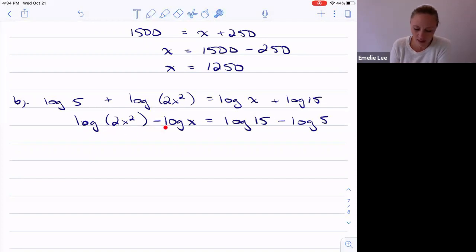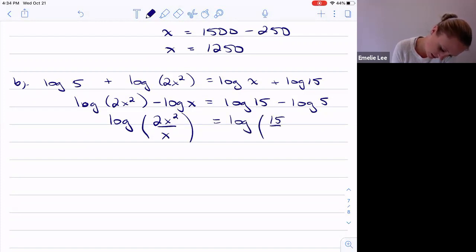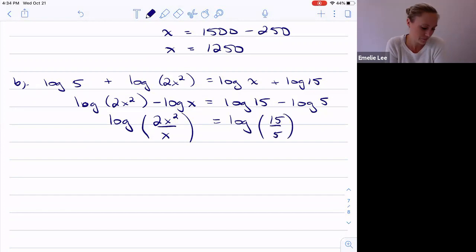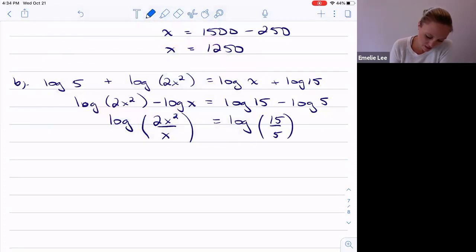I'm subtracting logs of the same base, so that means I can combine them by dividing the arguments. Same thing over here. So I get the log of 2x squared divided by x is the log of 15 divided by 5. Checking this out, 2x squared divided by x, the squared and the x in the denominator cancel, and 15 divided by 5 is, of course, 3.